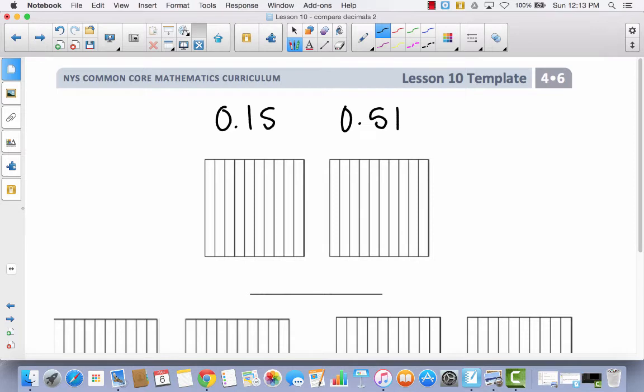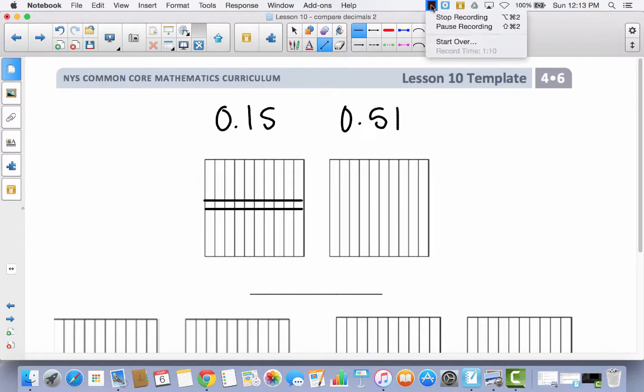So first of all, how are we going to be able to represent these two decimals on these two area models? When I'm looking at this area model, it's divided into 1, 2, 3, 4, 5, 6, 7, 8, 9, 10 parts. So how am I going to be able to shade 15 hundredths when I only have 10? Well, I'm going to have to decompose these tenths into hundredths, right? So we're going to use our pencils and we're going to divide this area model into 10 parts horizontally. So I want you to go ahead and do that. I want you to pause the video and divide this into 10 parts horizontally.